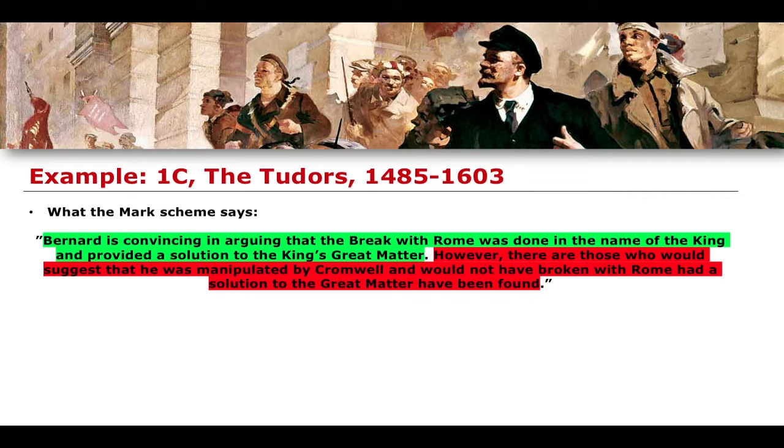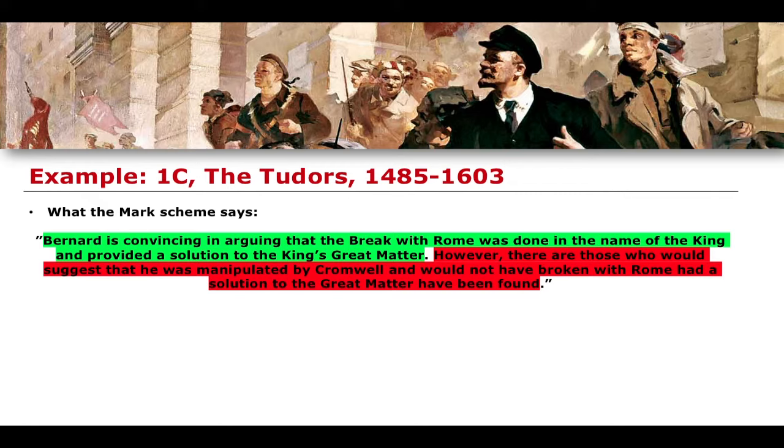However, there are those who would suggest that he was manipulated by Cromwell and would not have broken with Rome had the solution to the great matter been found. This bit that's highlighted in red is a point that is not made by Bernard. It is a point that is left out by Bernard. It is not part of the context in which he is writing in his extract.